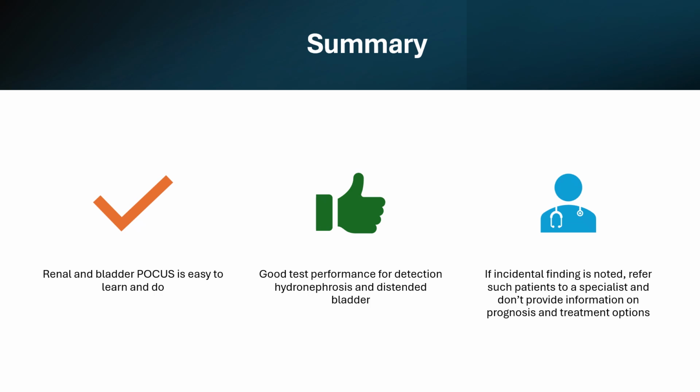So in summary, renal and bladder point-of-care ultrasound is easy to learn and perform. It has good test performance for detection of hydronephrosis and distended bladder. If an incidental finding is noted, refer such patients to a specialist and don't provide any specific information on prognosis and treatment options.